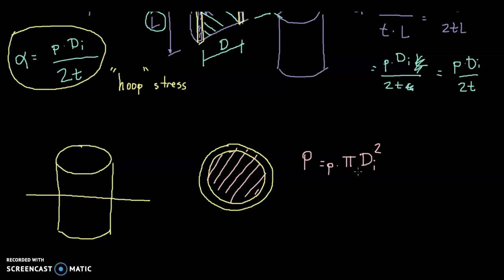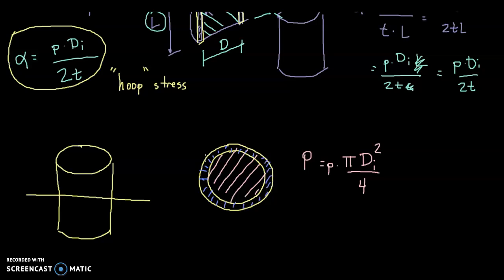No, it would be pi r squared. Pi d squared, it would be, since the radius is d over 2. So we square the d, we square the 2, and so this is 4. So it's little p times pi times inside diameter squared over 4. That gives us the force acting in this direction. Then to find the stress, we would need to divide it by the area of the cylindrical wall here.